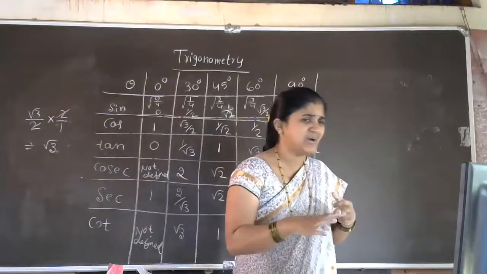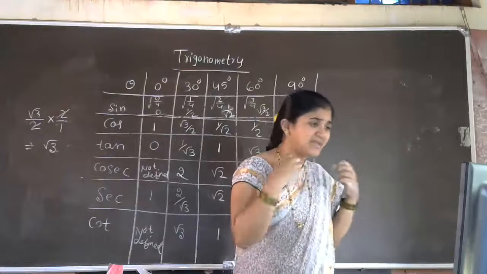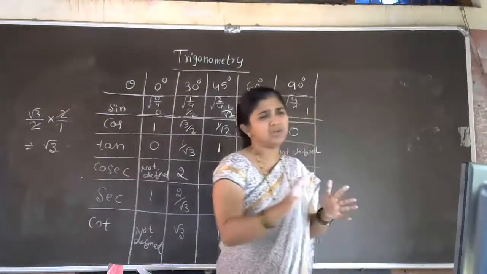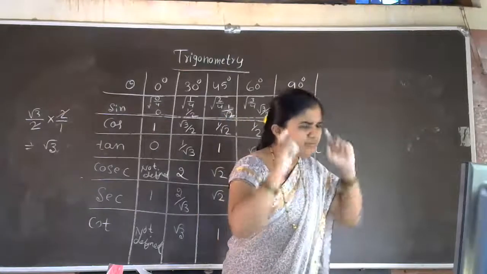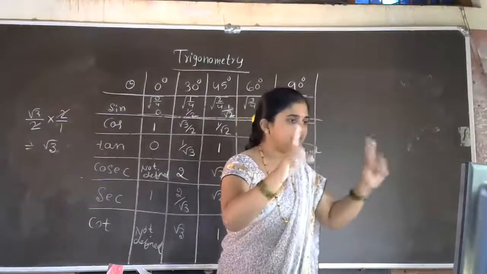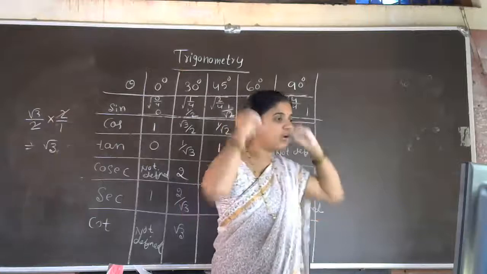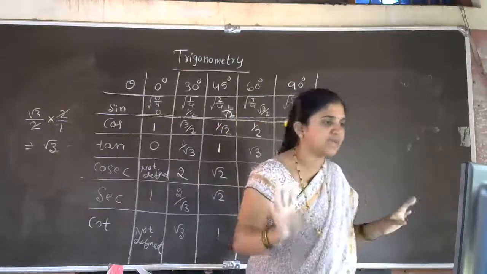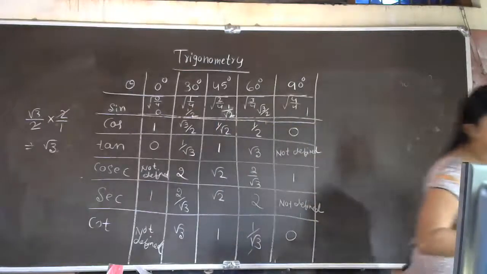Many tricks. If you search on the internet, you will get many tricks there. But no need to remember all the tricks, otherwise it will be confusing. So fix one trick, any one trick you fix. Otherwise, by practice, you just learn all the values and fix it in mind. So that is the method. Is that clear, students?